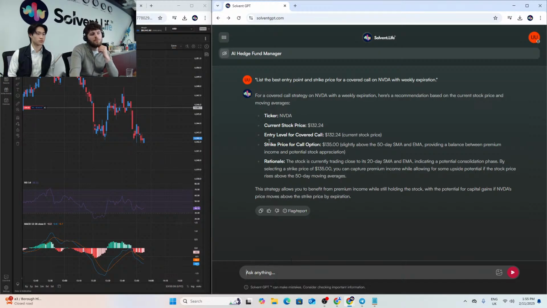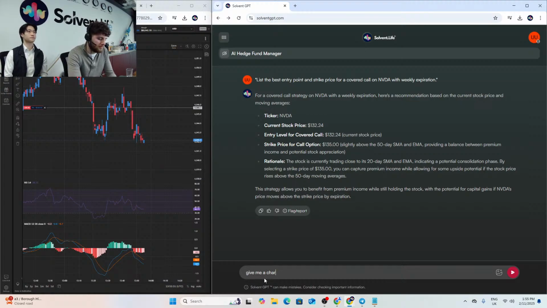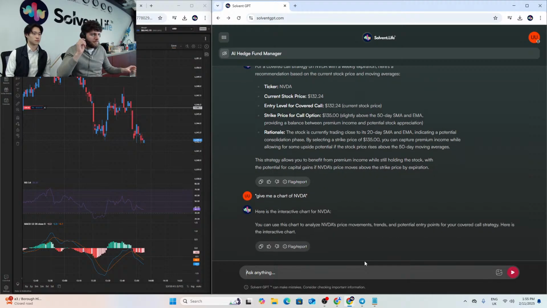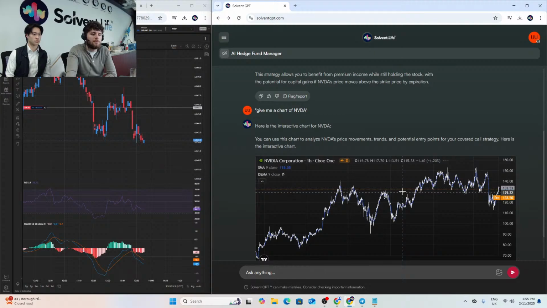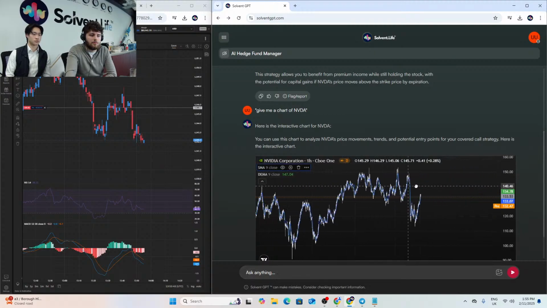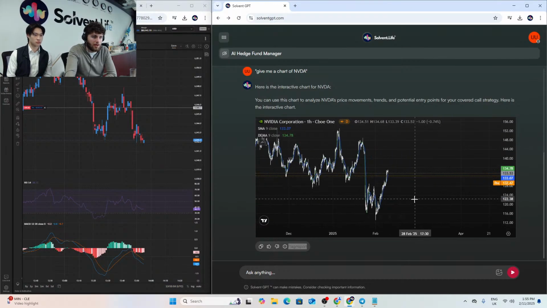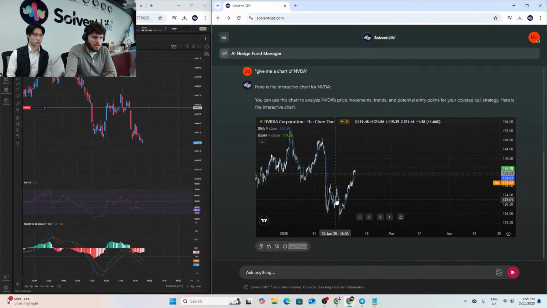Now, NVIDIA, let's say, give me a chart of NVIDIA. Fantastic. So let's scroll down a bit. So yeah, after the sort of DeepSeek AI news, a huge drop, but NVIDIA is slowly climbing upwards, slow and steady.